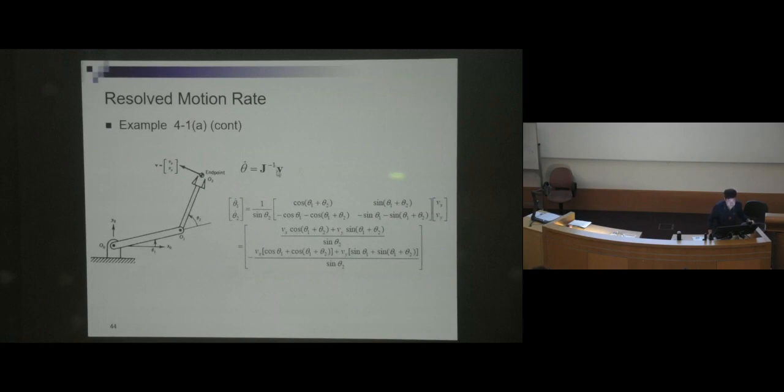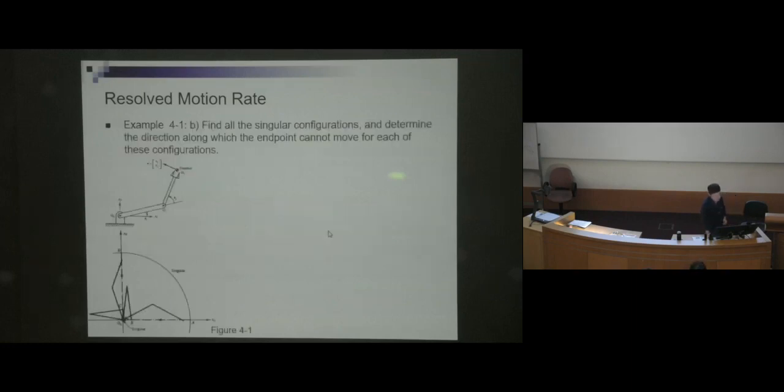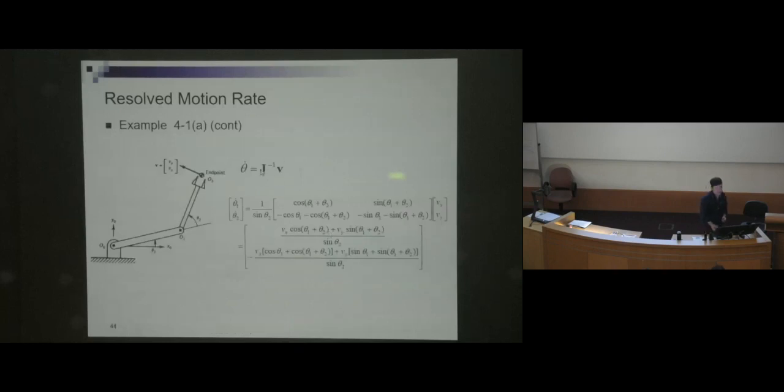So your q dot equals J inverse V. Your theta dot, consisting of theta 1 dot and theta 2 dot, is equal to J inverse multiplied by Vx, Vy. When you do the multiplication, you will find that theta 1 dot is equal to Vx cosine(theta 1 plus theta 2) plus Vy sine(theta 1 plus theta 2), divided by sine theta 2. So from here, when you are given the end effector velocity, you can determine the joint velocity with the J inverse.